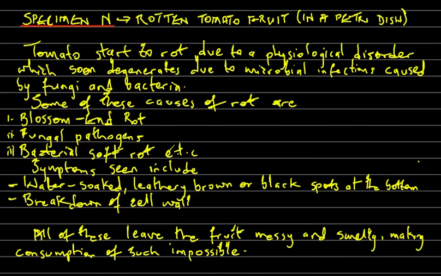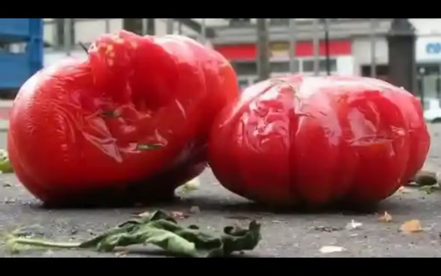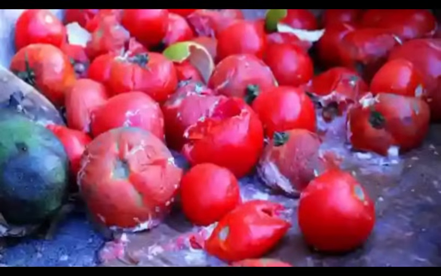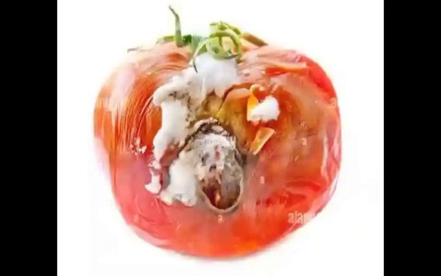And then there is a breakdown, a rupturing of the cell wall. All of these are symptoms that are seen on the specimen when it starts to rot. When it becomes infected by either fungi or bacteria, it leaves the fruit messy and smelly, making consumption impossible. So that is about specimen N. You can see these pictures of how that particular specimen looks.